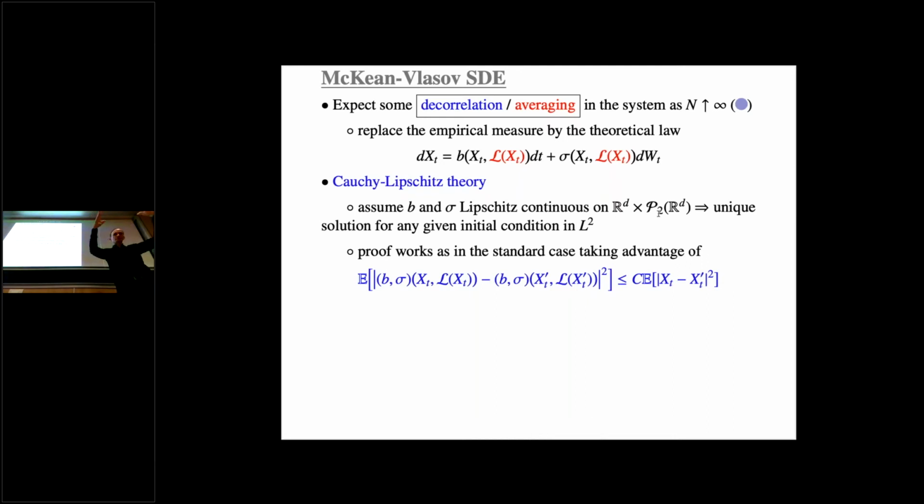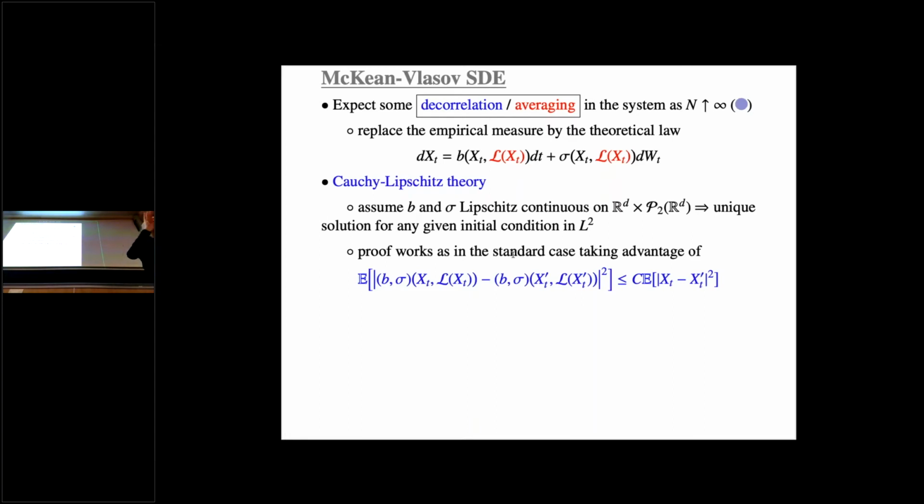And the key point, if you assume this, as before, if you take two random variables, Xt and X prime, and you take the L2 norm between the coefficients, then this is upper bounded by a constant times the L2 norm, to the square here because I put some square, between X and X prime. And if you remember any proof by Cauchy-Lipschitz for ODEs or SDEs, this is exactly the type of inequality that you use to implement the usual Gronwall argument and to get existence and uniqueness. It works in the same way. And so you have existence and uniqueness of the limiting equation.